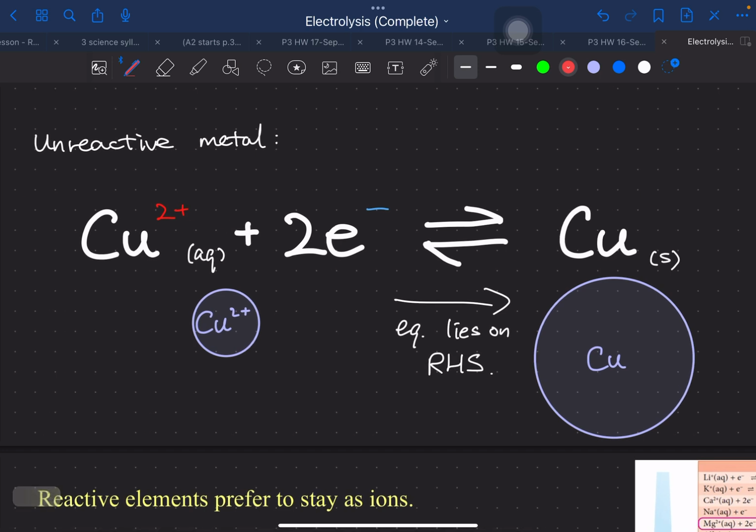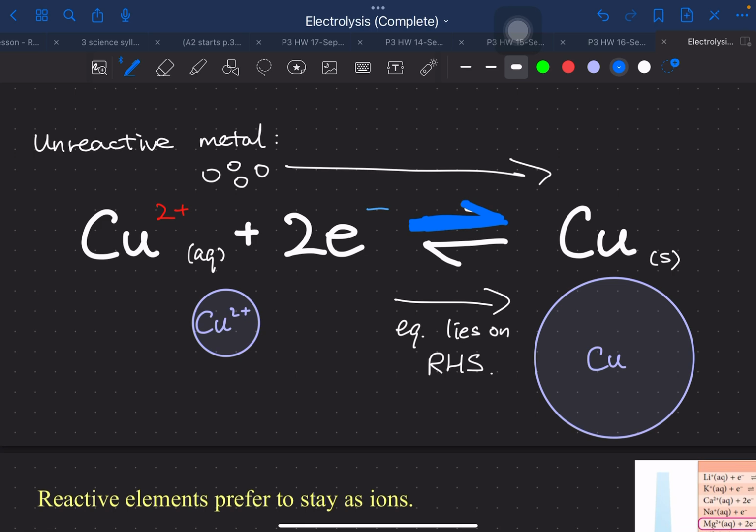And let's just say that now we have some Cu2+ ions. Let me change into different colors. Let's say we have some ions. Well, these ions would want to become copper metal as soon as possible because they want to become more stable. So this is why this direction of the equation is much more favored than the reverse.